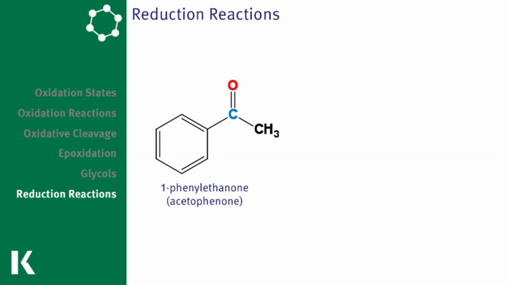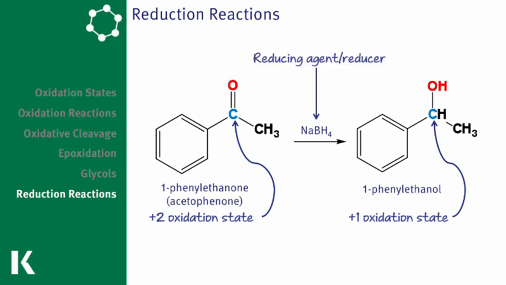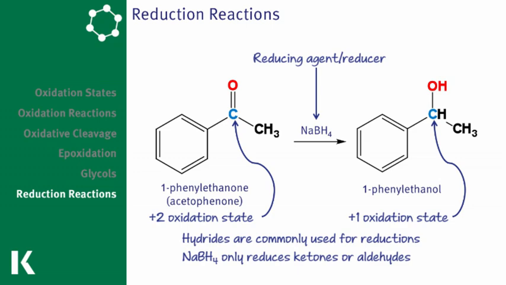The blue carbon in 1-phenylethanone has an oxidation state of +2. When the carbonyl is reduced to an alcohol, the blue carbon's oxidation state falls to +1. Classic reduction, right? The reducing agent here is sodium borohydride, and the pattern I mentioned earlier refers to the significant number of hydrides surrounding this reagent. It is also important to note that sodium borohydride is a little on the weak side.